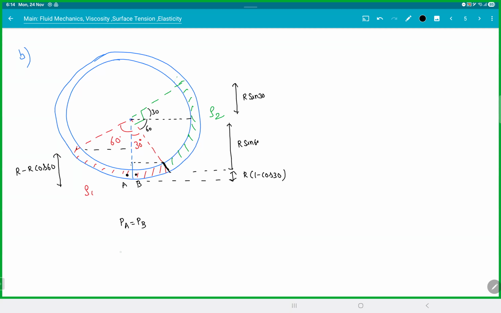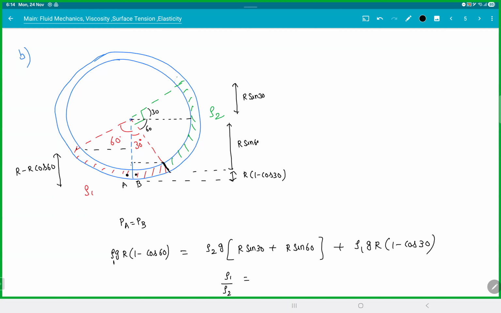So PA will be rho 1 G R into 1 minus cos 60. This side it will be rho 2 G, the total height will be R sine 30, R sine 60, plus then the liquid changed, rho 1 into G R into 1 minus cos 30. Then you can simplify this. You will get rho 1 by rho 2 from here. I will leave it to you. Are you clear with this?